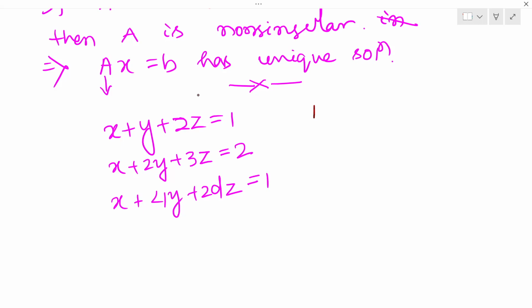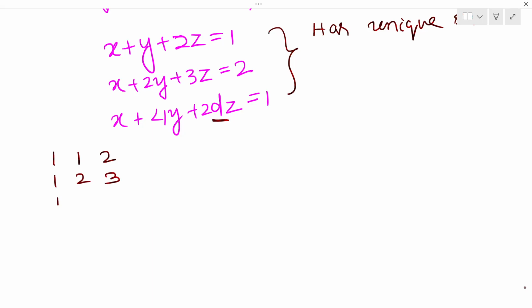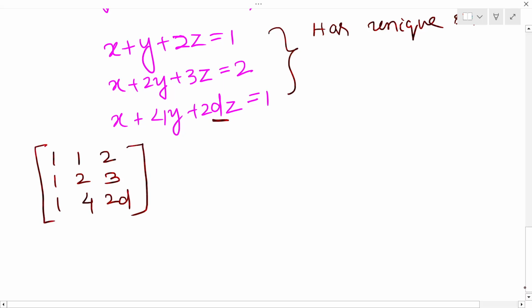When will this system have a unique solution, and for what value of d? That means the system of equations should be non-singular. It should have a full set of pivots. So only the coefficient matrix is sufficient, and there is no need to write down the augmented matrix. So the matrix is 1, 1, 2; 1, 2, 3; 1, 4, 2d. This is the system of equations, A equal to.